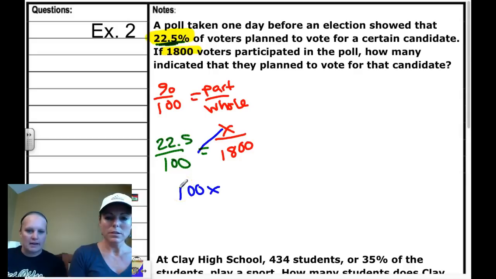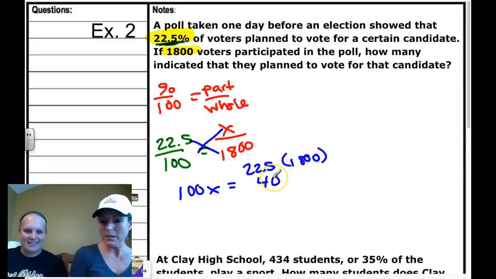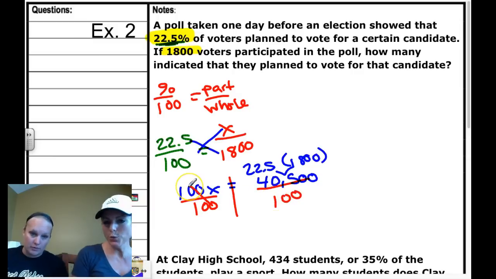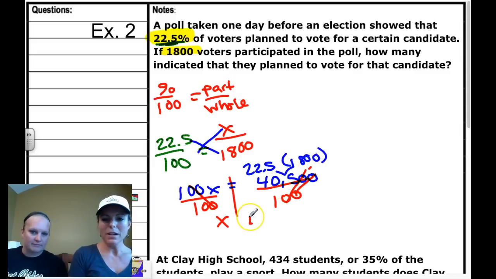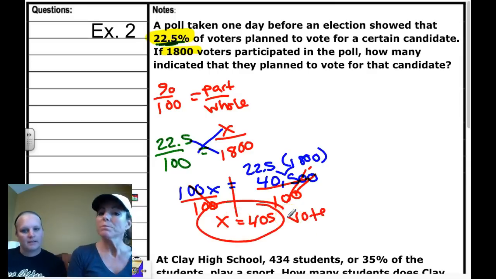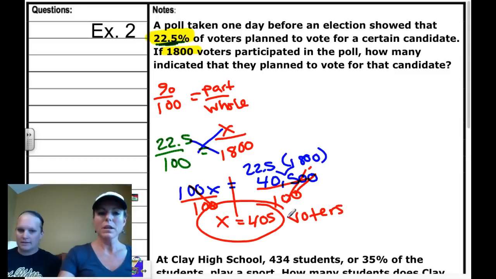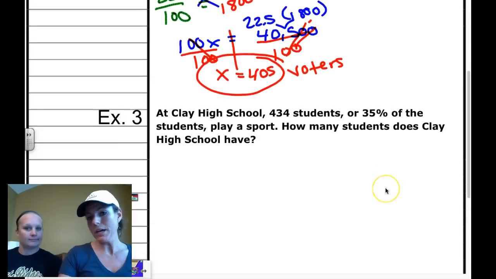So we get 100x is equal to 22.5 times 1,800, which is 40,500. And we divide both sides now by 100. You shouldn't use your calculator for this, because how many zeros are in 100? Two. So we just cross off two zeros and we're left with 405. So 405 is the part. It asks how many indicated that they plan to vote for that candidate? 405.